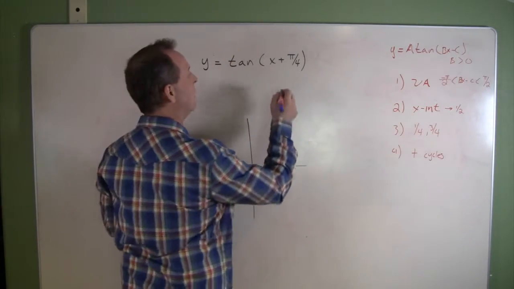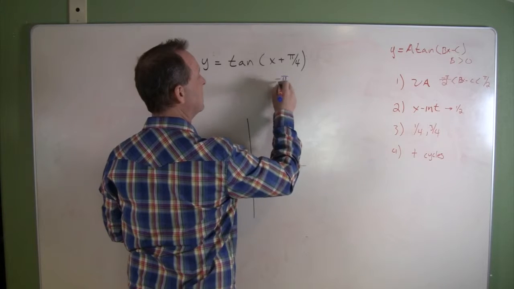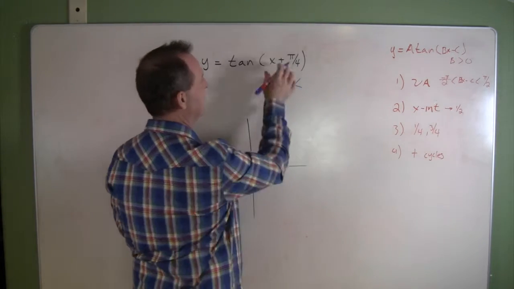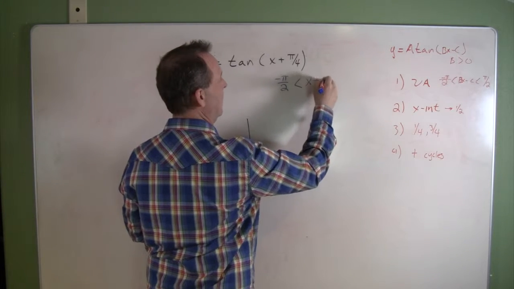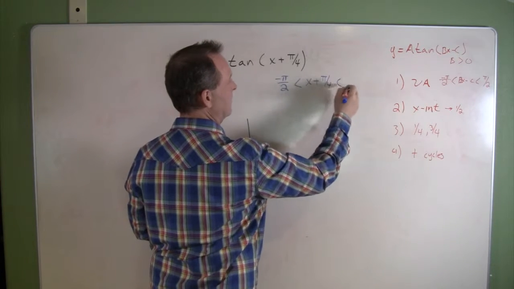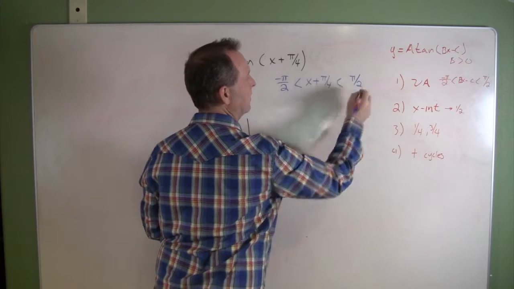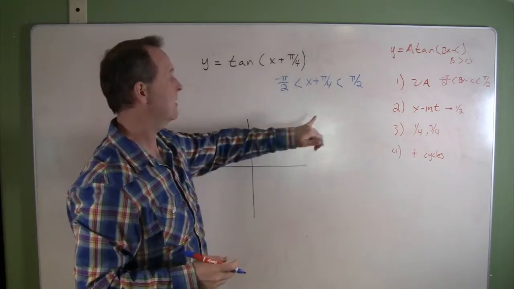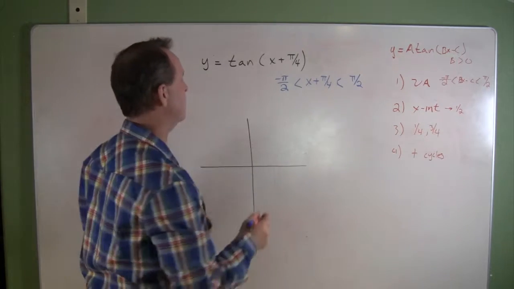So let's work it out together. Minus pi halves, what values are between that and this x plus pi fourths, and its typical ending period, or that second vertical asymptote. So let's solve this for x. I'm going to subtract pi fourths from both sides.